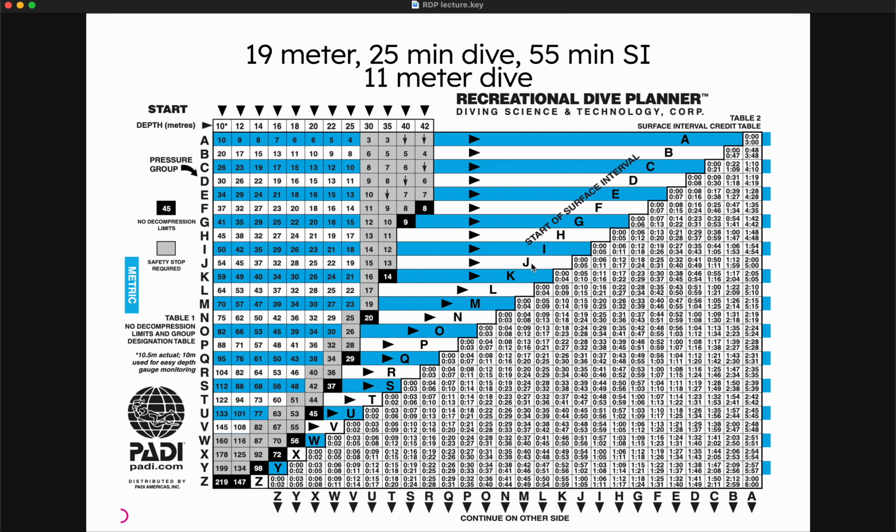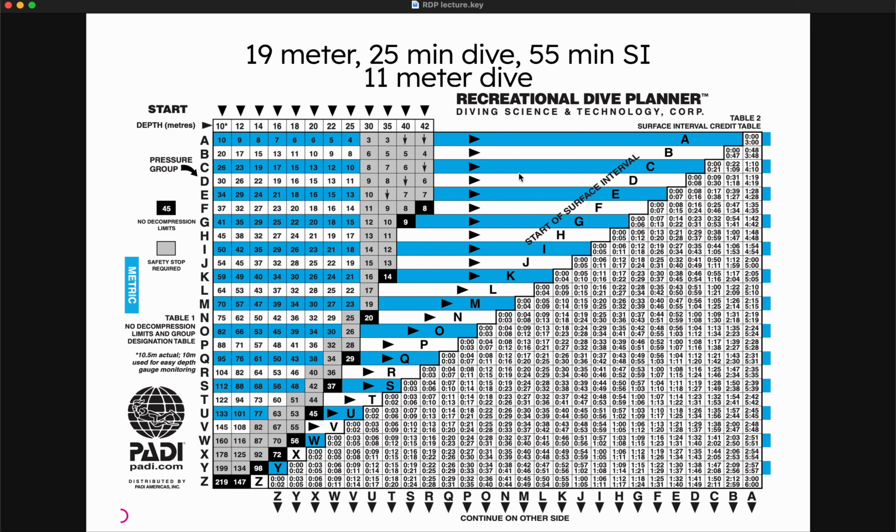Now we have a 55-minute surface interval. And so we're going to scroll here until we hit 55. There it is. So 55 minutes falls within 50 minutes and an hour and 11 minutes. And so after the surface interval, we are at pressure group C. All right? So now the question is, how long can we spend at 11 meters?